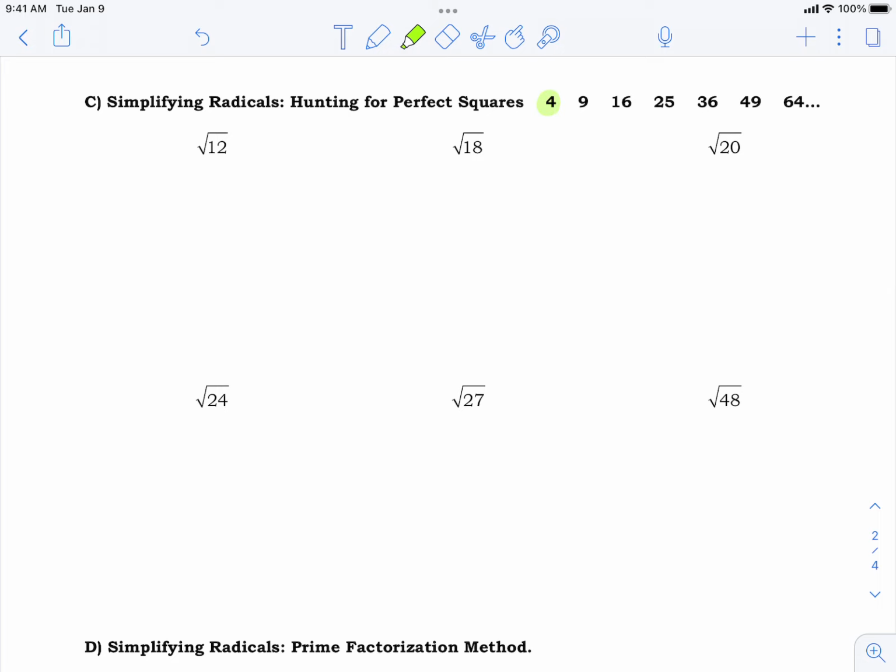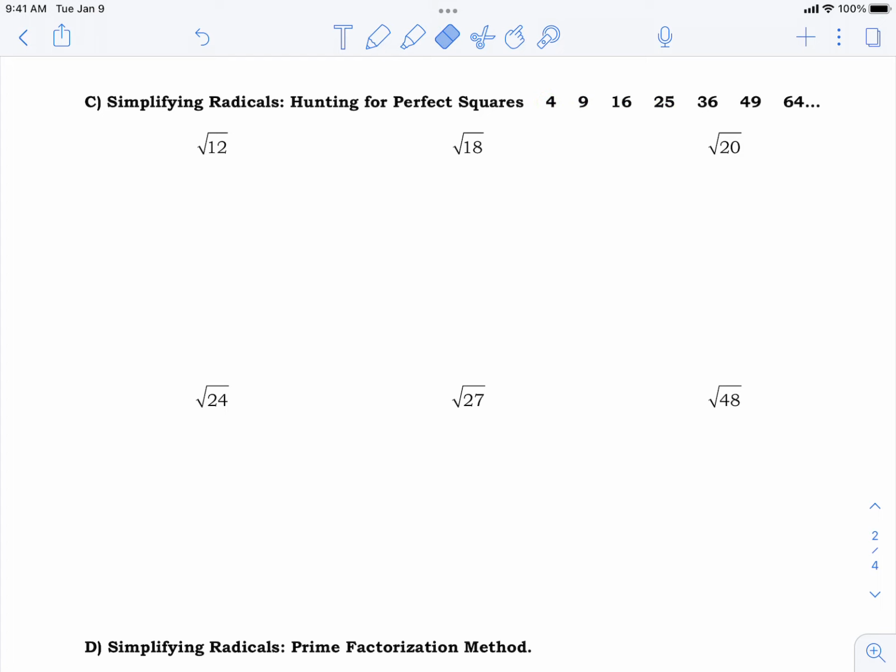A 4, if you had a factor of 4, that'd be cool because you could take the square root of 4 and get a 2. 9 would be cool. If you find a factor of 9 inside your number, you can take the square root of 9 and get a 3. Simplify it. 16, that'd be a cool factor. If your number is something times 16, you'll be able to take the square root of the 16, and so on. Here's a 5 times a 5 is 25, so if you have a 25 in there, and so on.